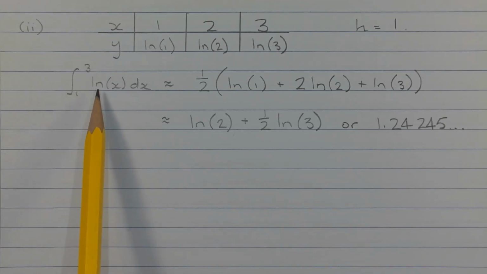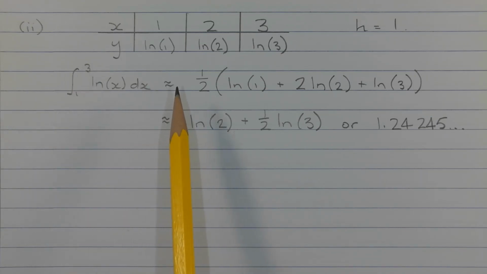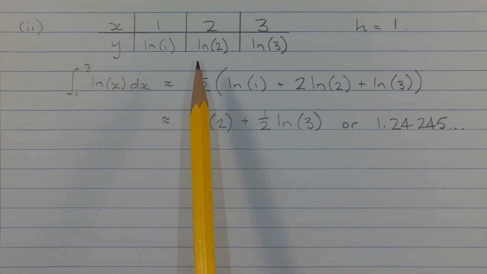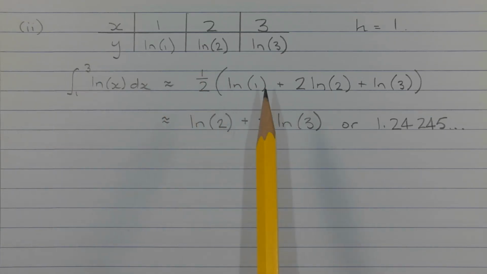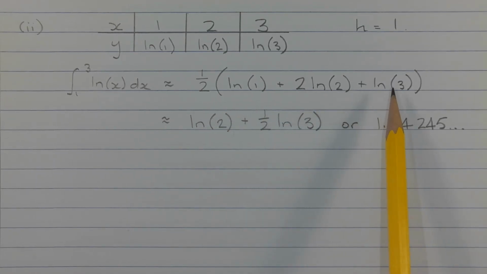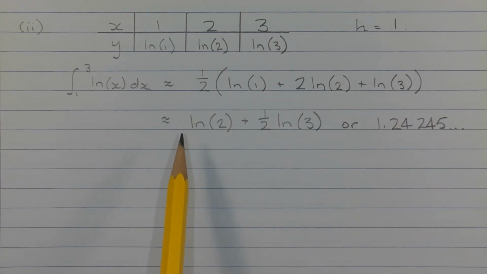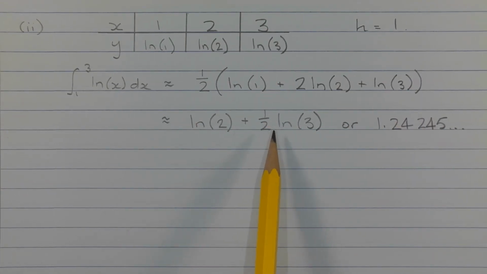So the integral of ln x dx from x equals 1 to x equals 3 using the trapezoidal rule is approximately equal to h over 2, or 1 over 2, times [ln1 plus 2 times ln2 plus ln3]. This is the extended form of the trapezoidal rule. So that's two applications done in one step. So evaluating this expression here, we end up with ln2 plus half ln3, or approximately 1.24245 and so on.